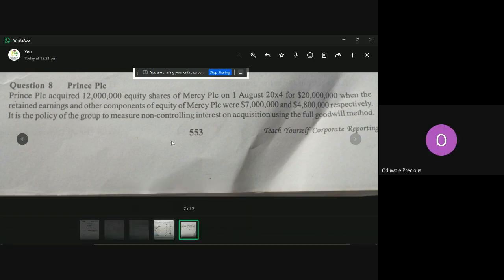Okay, it says Prince PLC acquired 12 million equity shares of Mercy PLC on 1st August 20x4 for $20 million, when the retained earnings and other components of equity of Mercy PLC were $7 million and $4,800,000 respectively. It is the policy of the group to measure NCI on acquisition using the full goodwill method. So in this place they've actually specified what we are supposed to use. In all questions, they will surely specify what we are supposed to use.